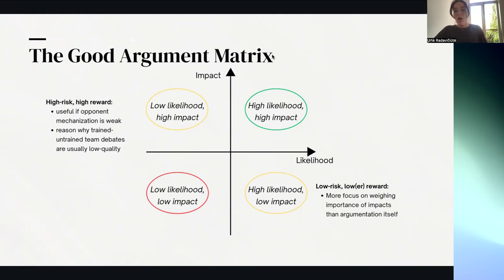For low risk, lower reward, you're going to have to do a little bit more weighing on the impact side. Since the impact is more or less certain, you have to look at what your opponents are offering and try and argue that it's more important, that the incentives, for example, are more aligned with the impact that you're offering as opposed to what it is that your opponents are offering. So if you can't prove a super fantastic argument, you have to be strategic about whether you're willing to risk it or whether you're willing to go safe but prove less.